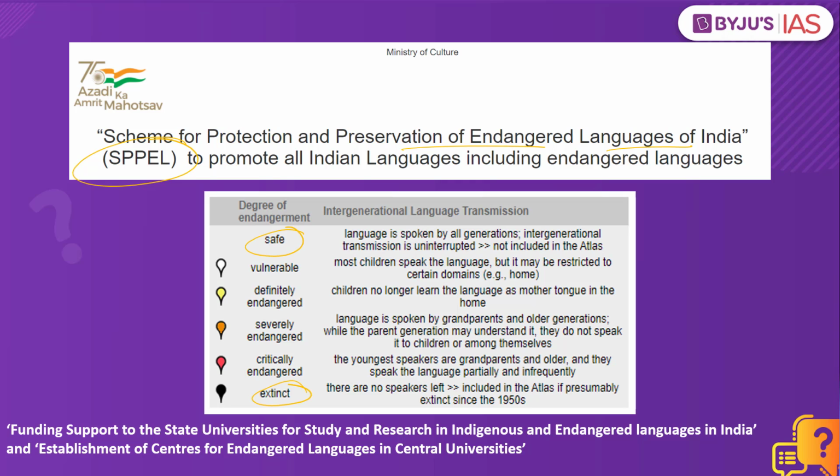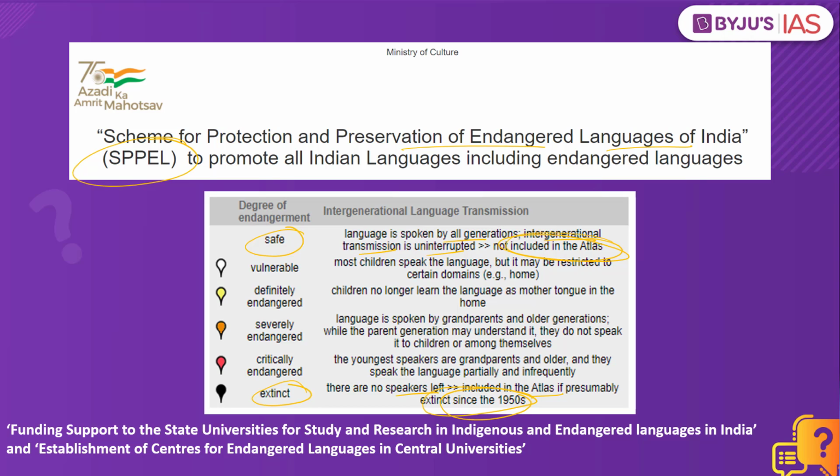So what is the safe language? That language which is spoken by all generations, where intergenerational transmission is uninterrupted, and which is not included in the atlas, is called safe according to UNESCO. Then you also have extinct language, which means there are no speakers left. It is included in the atlas if presumably extinct since the year 1950. So it is safe if people are speaking it.